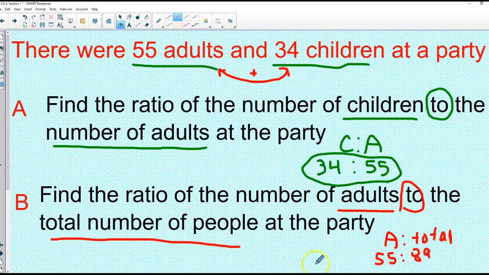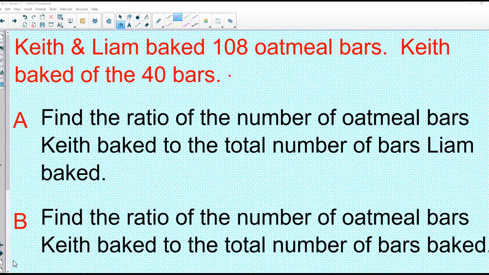So my answer to this question is 55 to 89. Again, make sure you're writing it in the correct order. Adults first to total number of people. Let's look at a second one.